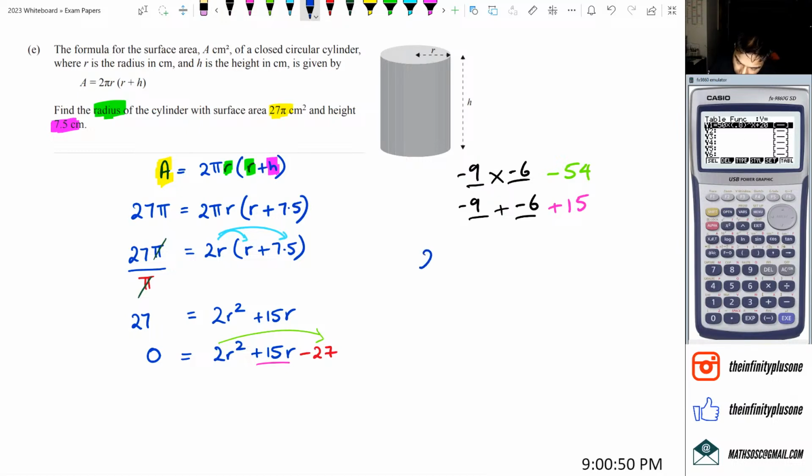So what I've got here is 2r squared. Now, I could choose to go with minus 9 or minus 6. I'm going to choose minus 6 because it's much easier to factorize. So I'm going to put this as minus 6r, minus 9r. And of course, I got 15 there. Was it 15 there? No, 27. There we go. Minus 27, and all of this is equal to 0.